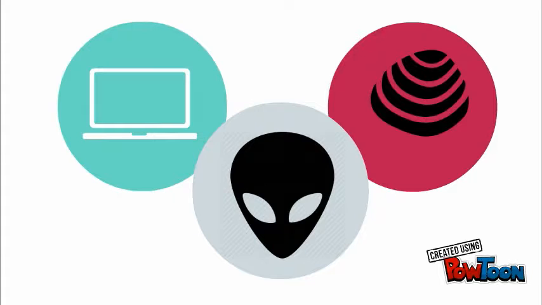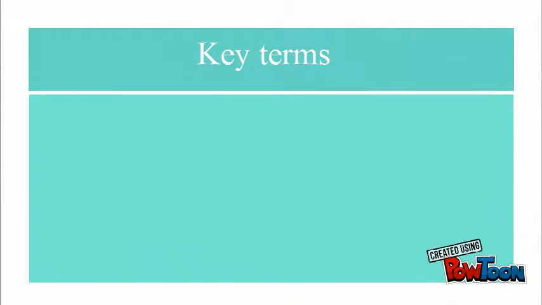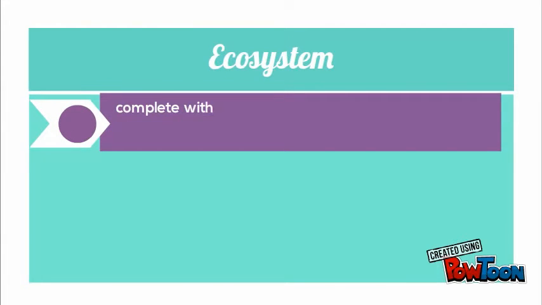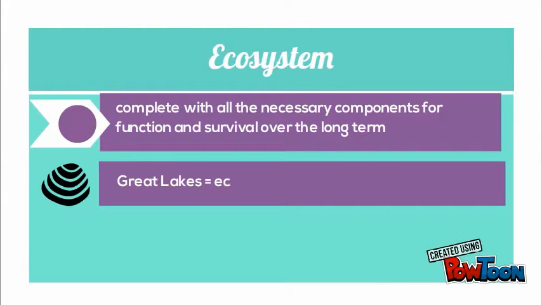To fully understand this metaphor, we need to understand some terms. The first key term is ecosystem. An ecosystem is complete with all the necessary components for function and survival over the long term. For the zebra mussel, the Great Lakes is the ecosystem. For technology uses in schools, schools are the ecosystem.